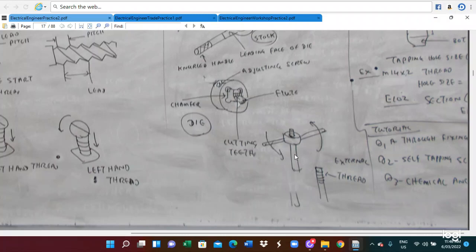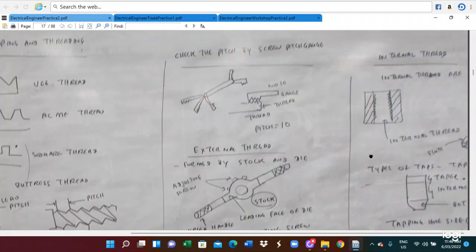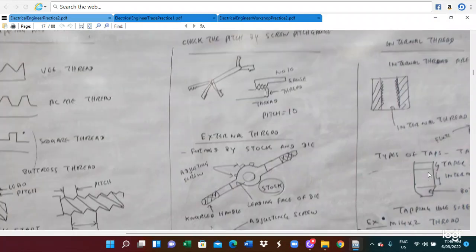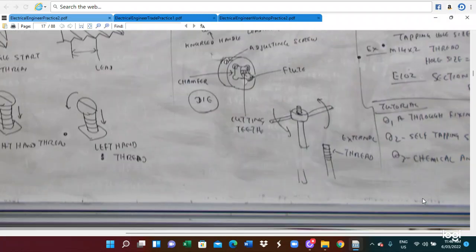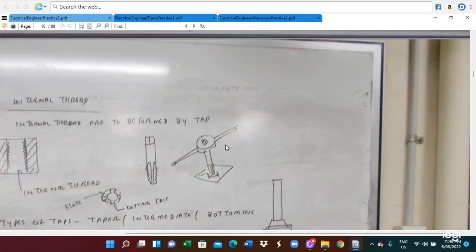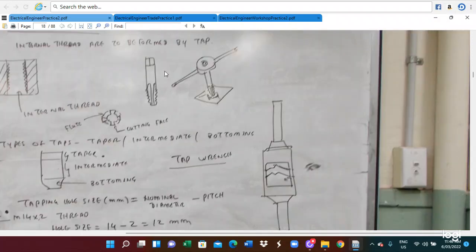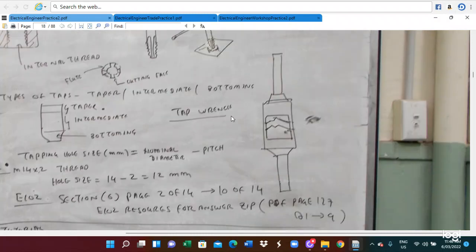So this is the cutting. In the meantime, for the internal thread you have to use a tap. So here is the internal thread. Firstly we have to use the taper, and then you have to use the intermediate. Finally, we get the bottom thread. So this is how to cut the thread. So here is the tap. The tap we fit through the die, then we can cut the thread. So here is a tap wrench.